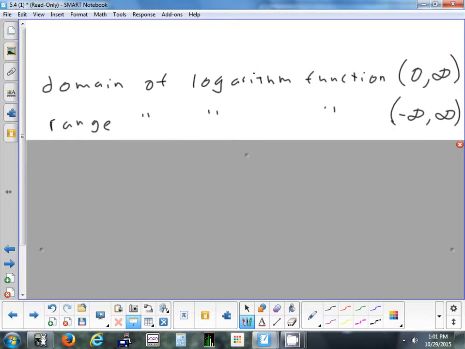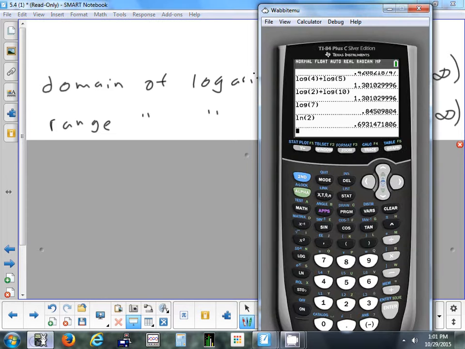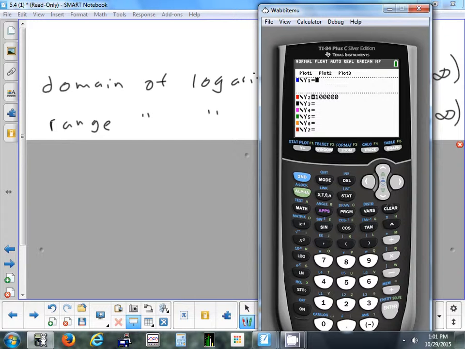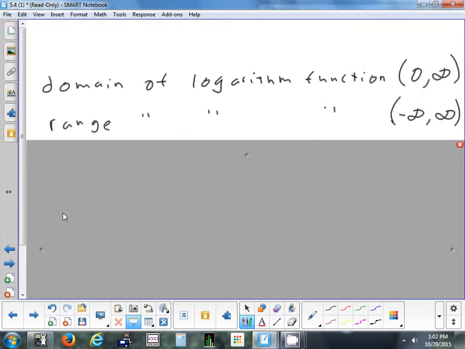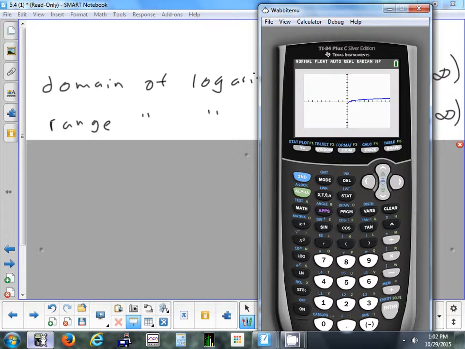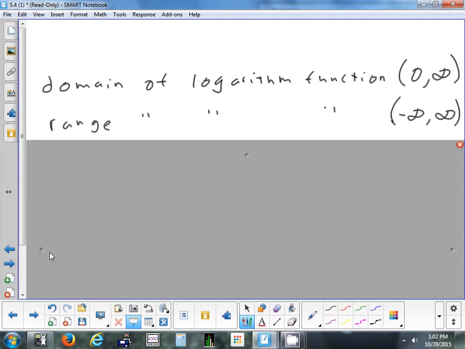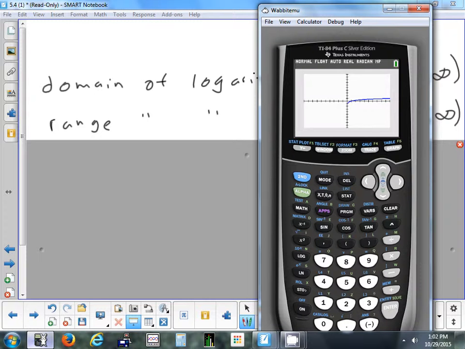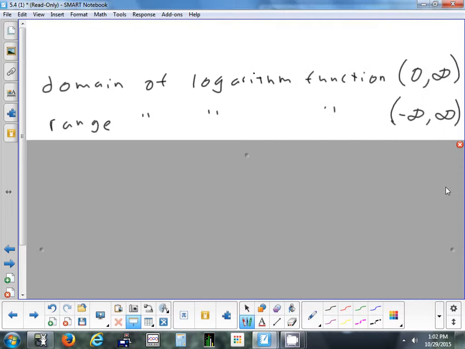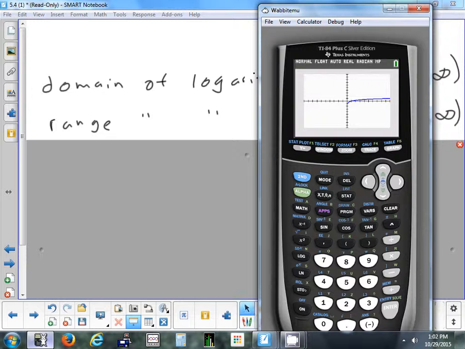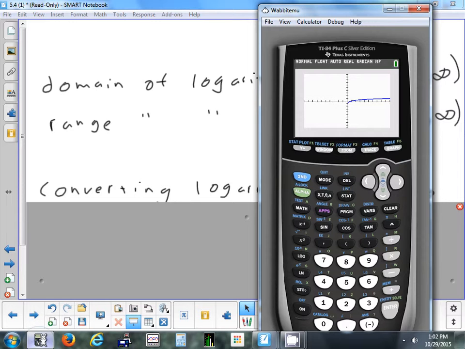So let's take a look at a picture and see why these are the domains and ranges. Let's just grab log of x, and I'll start with zoom 6. So on the domain, it starts at 0, but you can't include 0. If you try to take the log of 0, you'll get an error. You can't do log of 0. But you can pick any number from 0, and you can go as high as you want. Now the range, it says negative infinity to infinity. What's really happening, let's see if I can get the picture up.